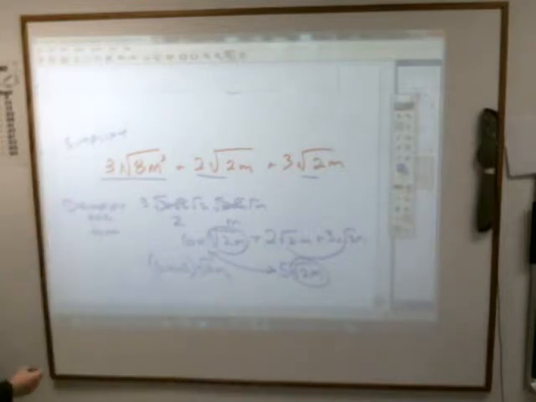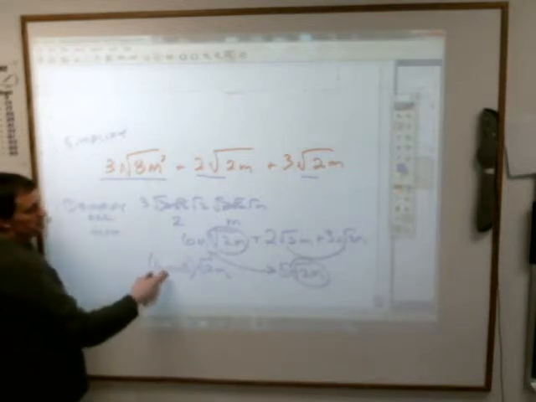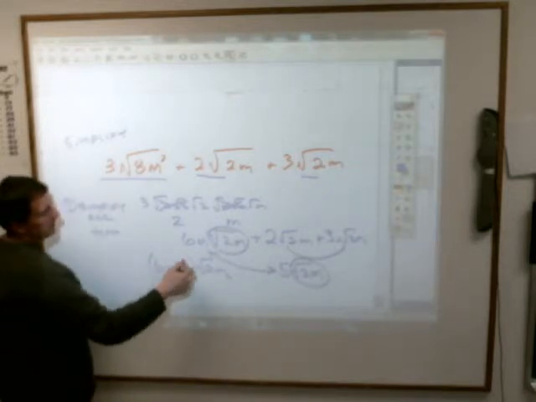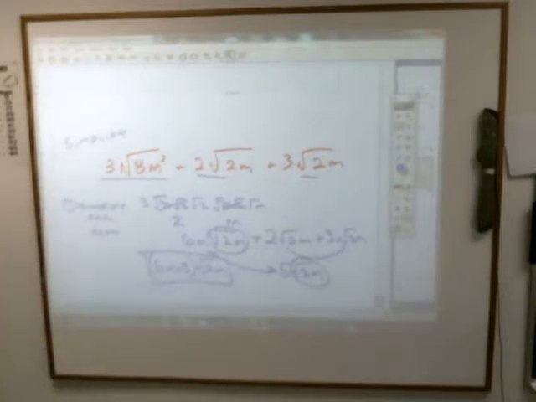I'm not sure they do that in the book, do they? Oh, they do. Why did I have 6? Did I do something wrong? Oh, I just had a different problem in there. You can't put these together because they're not like terms, but you can put them in parentheses and say they all get multiplied by the square root of 2m. Happy?